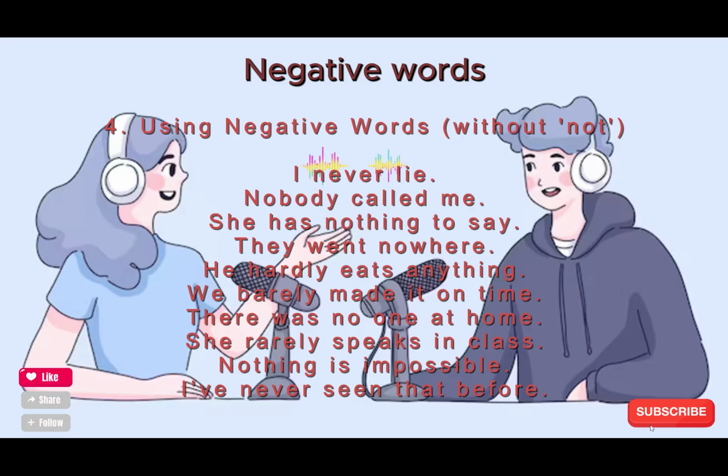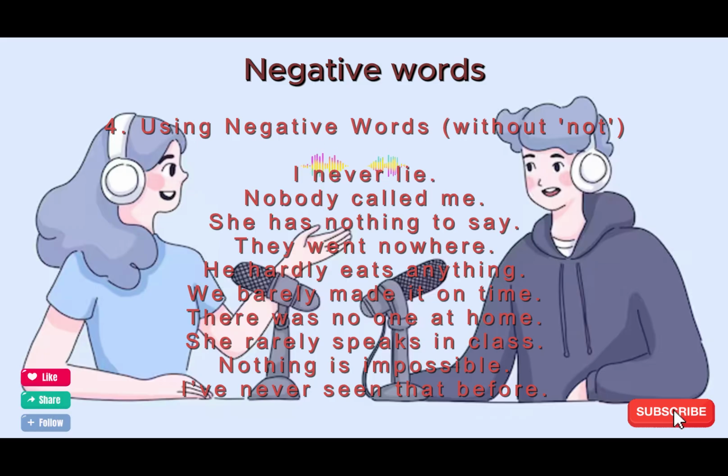A general statement: Nothing is impossible. A classic. And one more with never: I've never seen that before. So with these inherently negative words, they stand alone. No extra not. That covers the four main ways pretty well, I think.